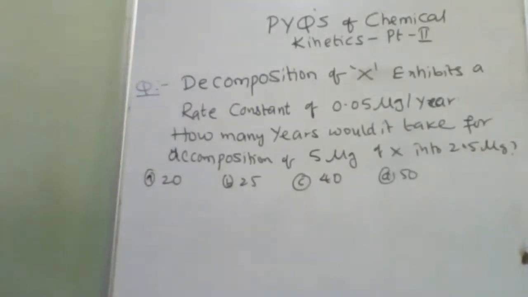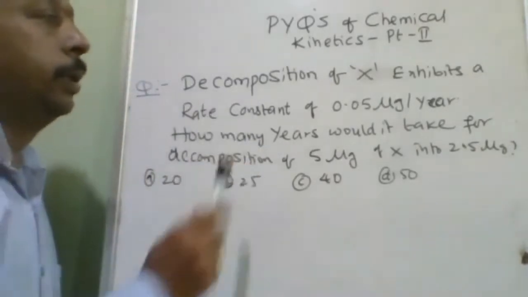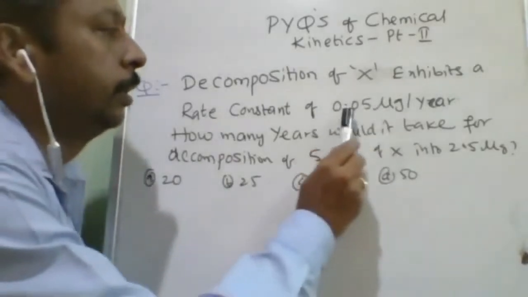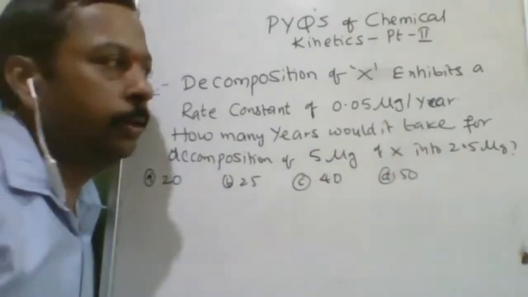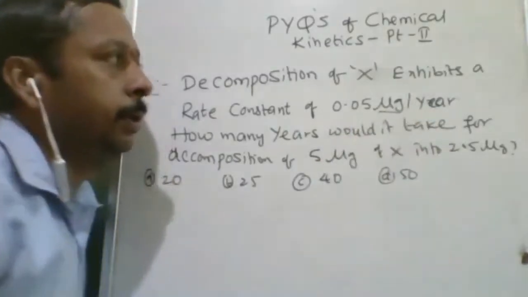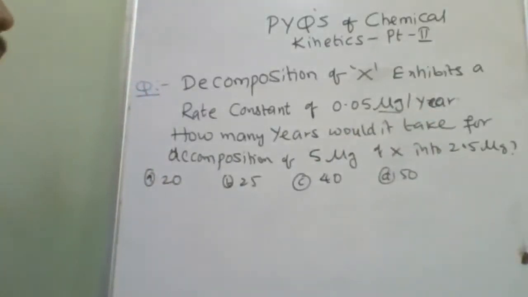Okay, units here are not required. The decomposition rate constant here is 0.05 micrograms per year. Units are micrograms per year. That means it is simply second inverse or minute inverse or time inverse only.